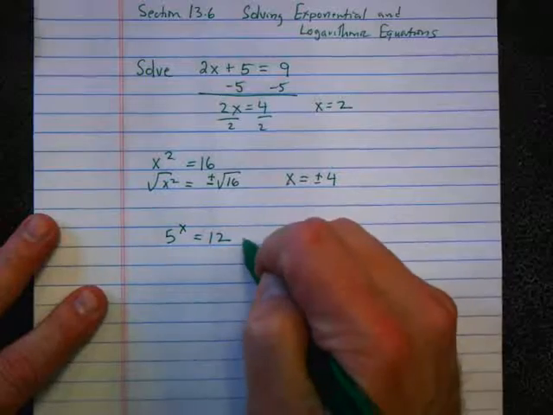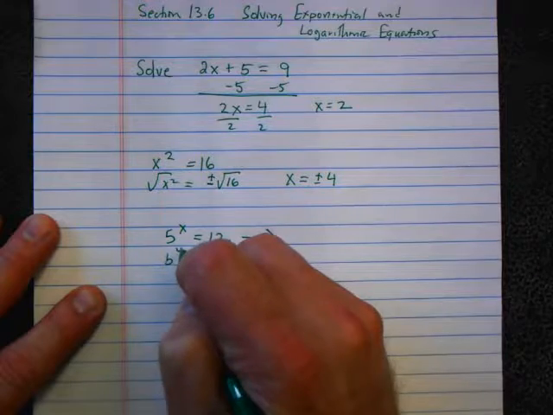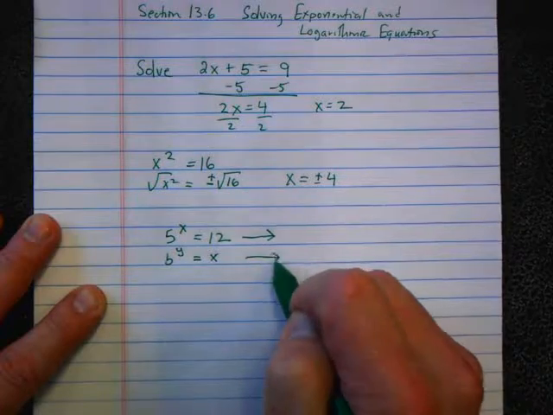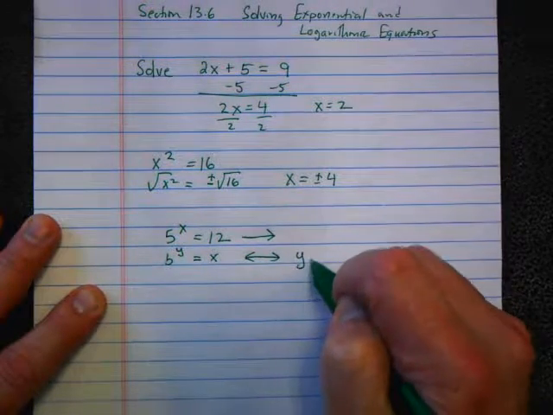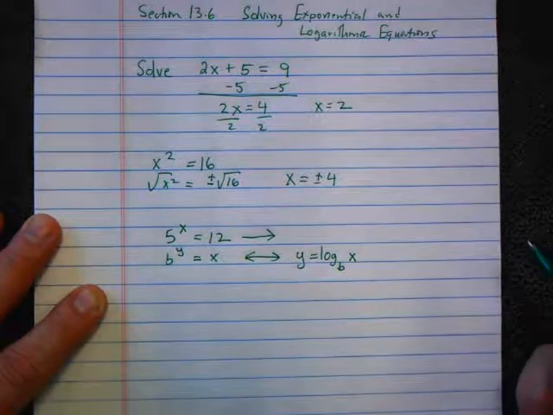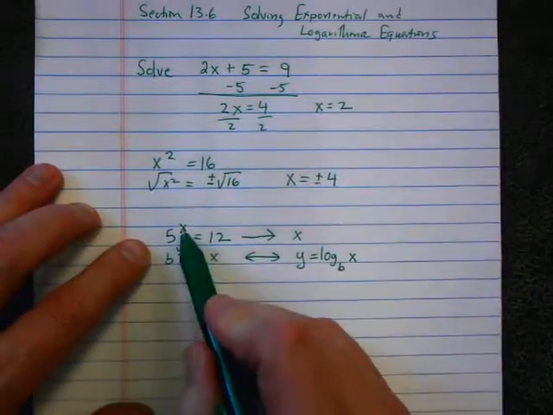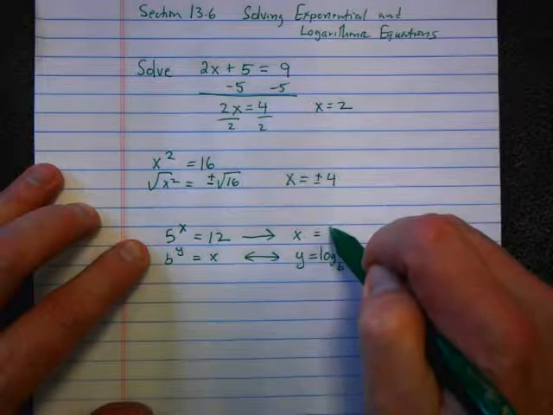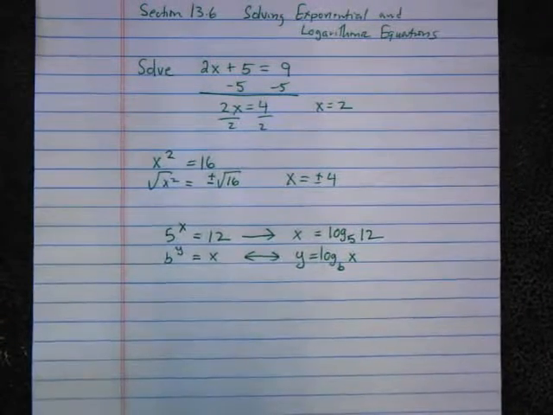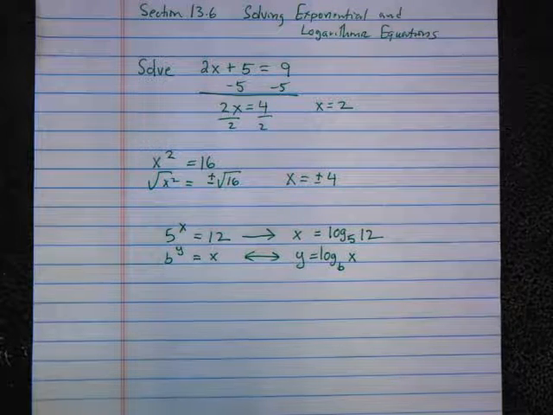So, one correct answer is, I could use the b to the y equals, this is bad because this x is different from that x, but this is the way we've typically written it. This is the same as y equals log base b of x. So in this case, x is the thing that's up in the exponent, is log base 5 of 12. That's a correct answer, but not a very satisfying answer.